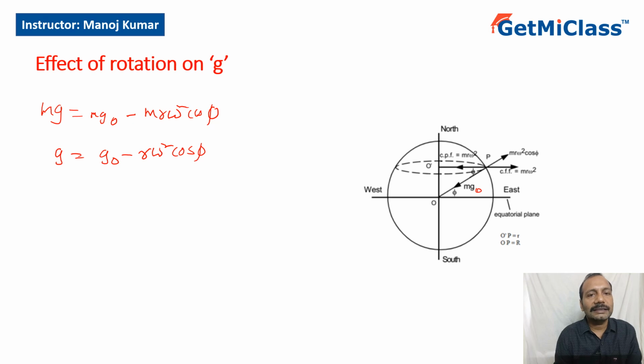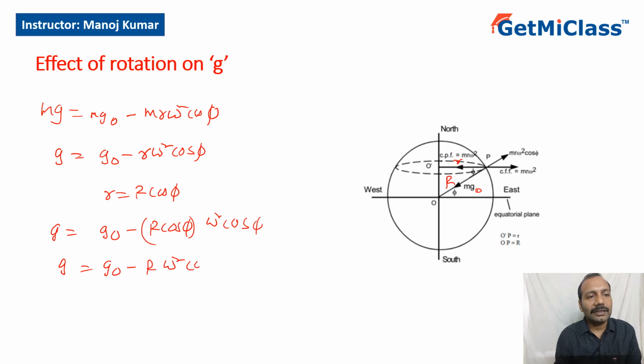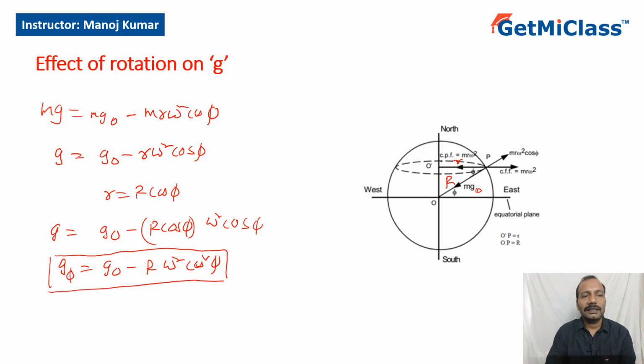Now what is small r? Small r is the radius of this circular path in which object is moving. Let capital R be radius of Earth. Then I can say r equal to capital R cos phi by trigonometry. You can see that this is the adjacent side of triangle and R is the hypotenuse. Substituting that, what would I get? I'll get g equal to g naught minus R cos phi into omega square cos phi. So that will give me g equal to g naught minus R omega square cos square phi. This is the acceleration due to gravity at a latitude, I'll say phi, when Earth is rotating with angular velocity omega.